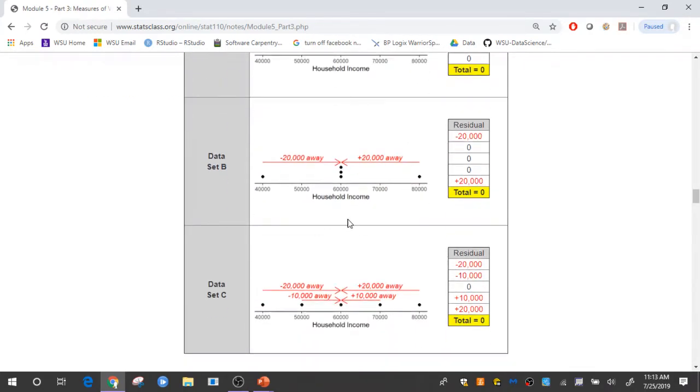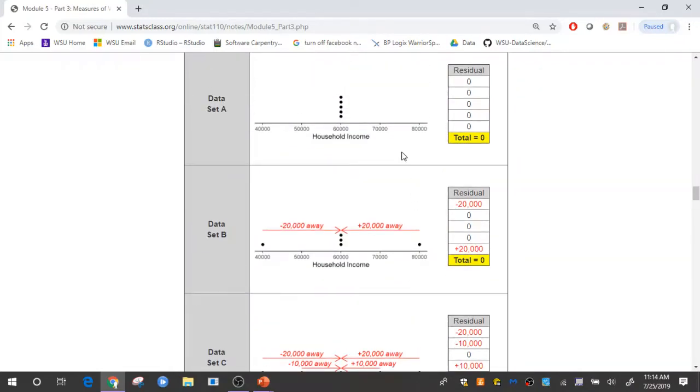Data set B, again, is going to have an average at 60,000. This value down here at 40,000 is going to have a residual of negative 20,000. So again, a residual is simply the data point, which is 40,000, minus the average, which is 60,000. That's going to give me a residual of minus 20,000. The point up here at 80,000, for the residual for that point, I'm simply going to take 80,000 minus the average, which is 60,000, and I end up with a positive 20,000.